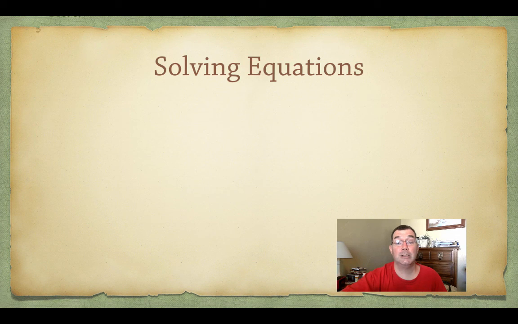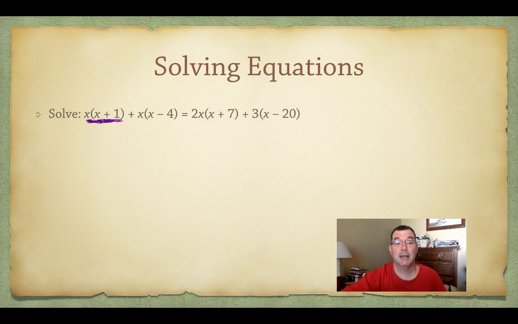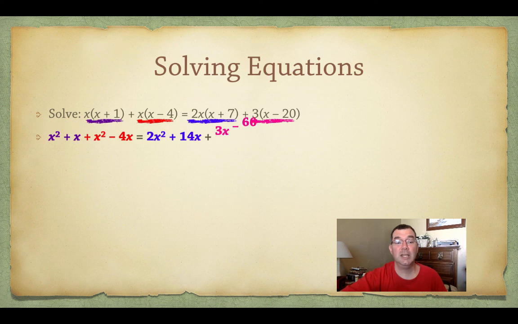The last thing we're going to talk about is solving equations. Let's say I have this equation. I've got a bunch of parentheses in here, and all of them have something out front that needs to be multiplied. So x times x plus 1, x times x minus 4, 2x times x plus 7, and 3 times x minus 20 will have to be multiplied. If I multiply that out, I get x squared plus x from the first, then x squared minus 4x. Then the next multiplication gives me 2x squared plus 14x, and the last multiplication gives me 3x minus 60.